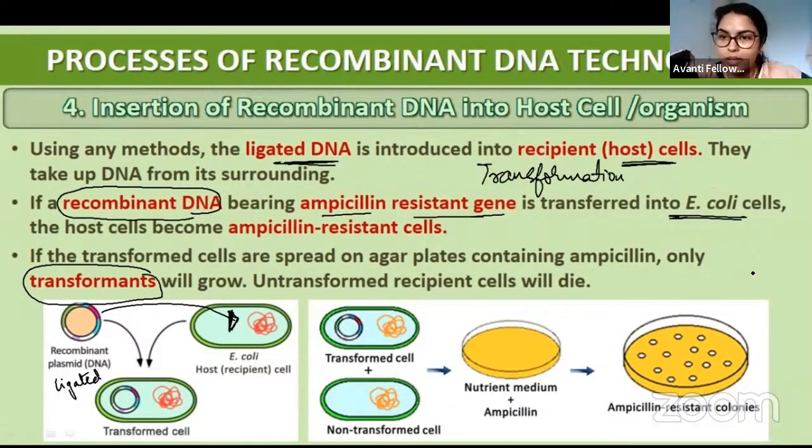It might not be natural, it originally did not have it, but we inserted it, so the ampicillin resistant quality came. Okay, so this is one of the types. And then if the transformed cells are spread on the agar plate containing ampicillin, then what happens? Only the transformants will grow. Okay, so those transformants which have recombinant DNA.